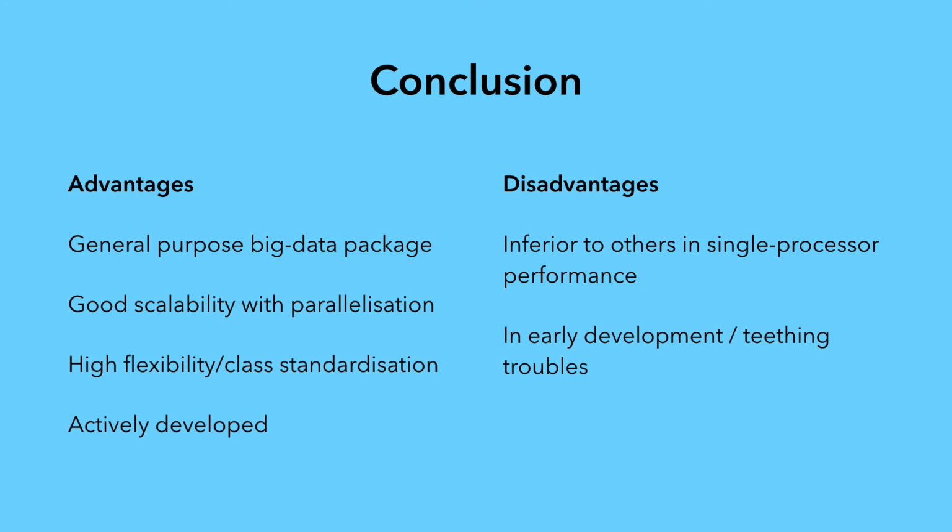To conclude all this, we'll sum up the advantages and disadvantages. On the plus side, SparkML is a general-purpose big data package that scales very well using parallelization. It uses a standardized set of classes, which makes it highly flexible. Other than that, Spark is an actively developed framework, and new features and upgrades are added often, so we can expect the ML library to be fully established in the near future.